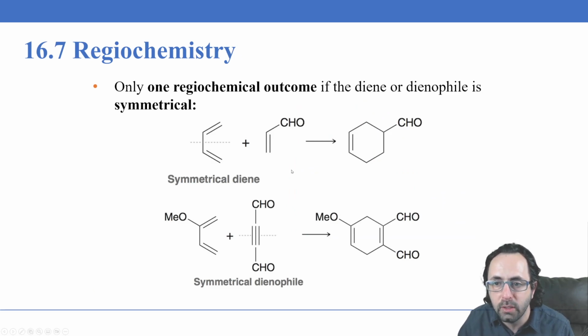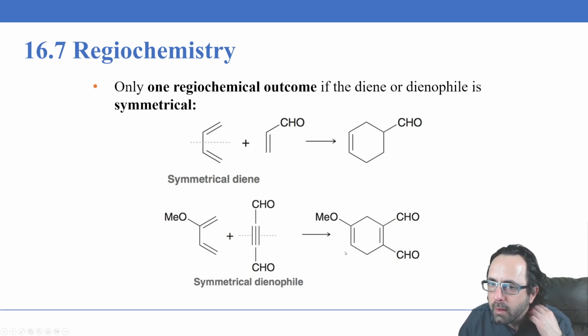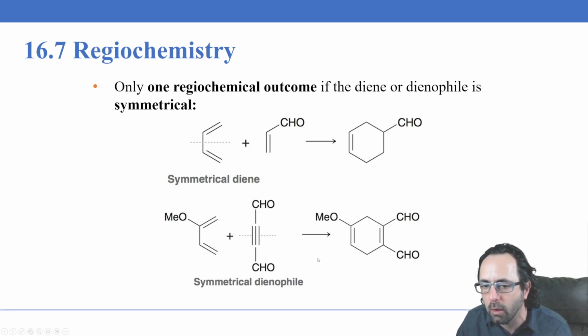So only one regiochemical outcome will occur if the diene or the dienophile is symmetrical. So here's an example of that. We have a diene here that's symmetrical. It's the same on both sides. We can draw a line down the middle here and see it's the same on both sides. And so we end up with this product as we have seen. However, if we have an asymmetrical diene, but the dienophile here is symmetrical, same thing. We'll get this kind of symmetrical situation in the molecule. So either way, we'll only have one regiochemical outcome.